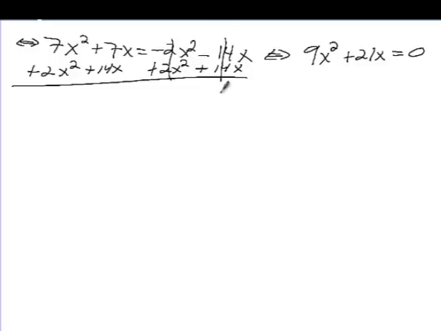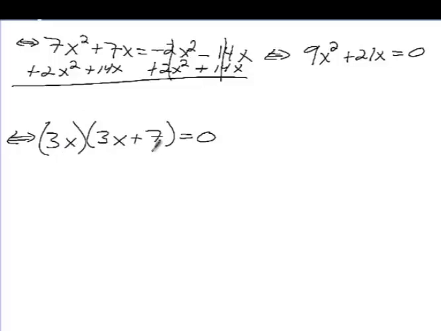Okay, is there anything I can factor out of those? Anything in common between 9x squared and 21x? 3 and an x, right? So that's going to leave me with 3x plus 7. Everybody good? Yes, no, maybe? All right, so now this is a factor here, and this is a factor.